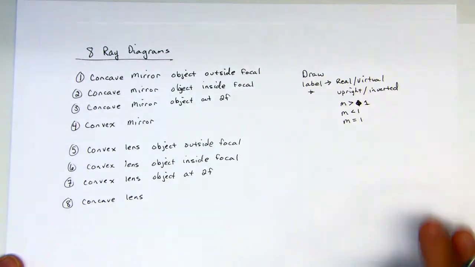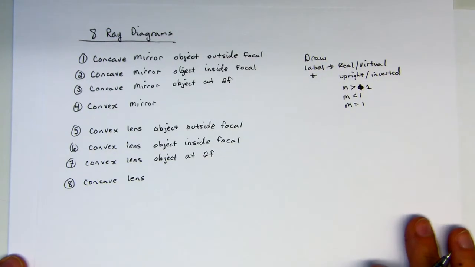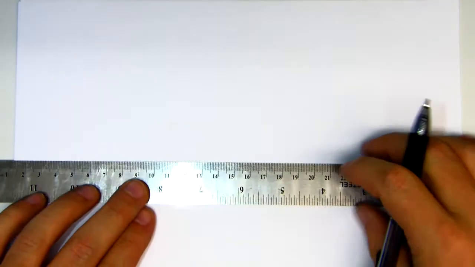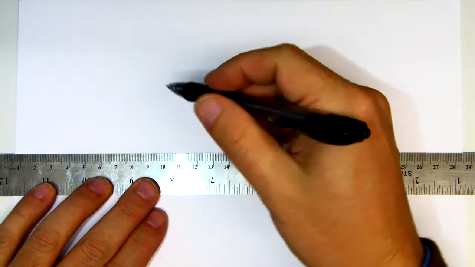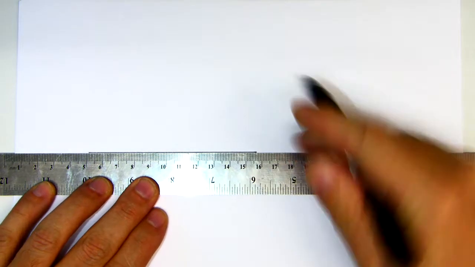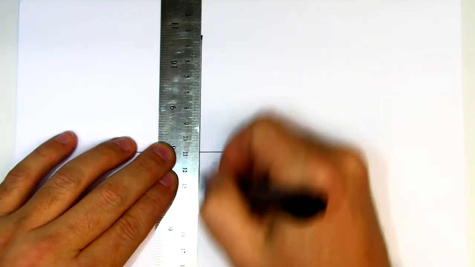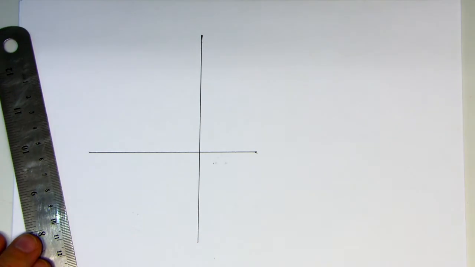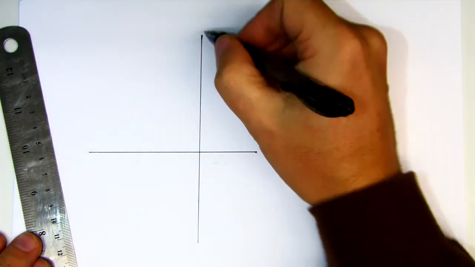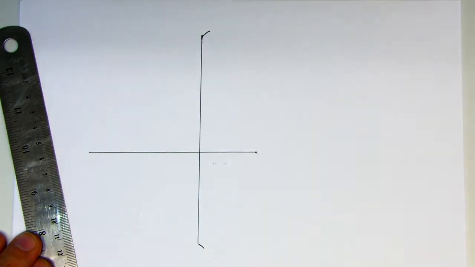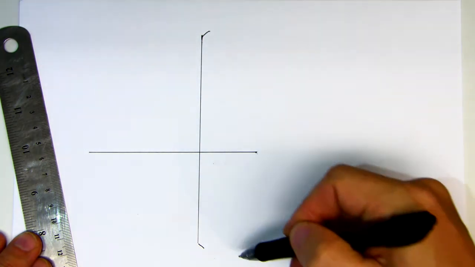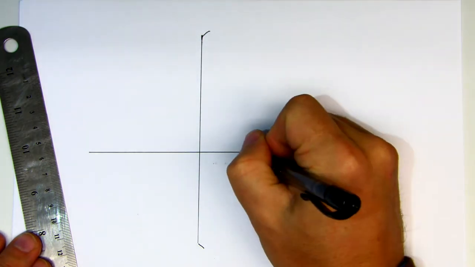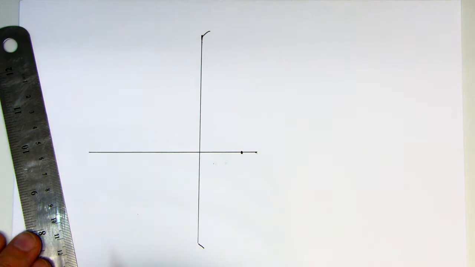Last for the mirrors is a convex mirror. Convex mirror is a divergent mirror. So I'm going to draw my principal axis. Notice that I don't have an object inside the focal, object outside the focal, because on a convex mirror, the curvature is this way, and so the focal is on this side, but my object is on this side.